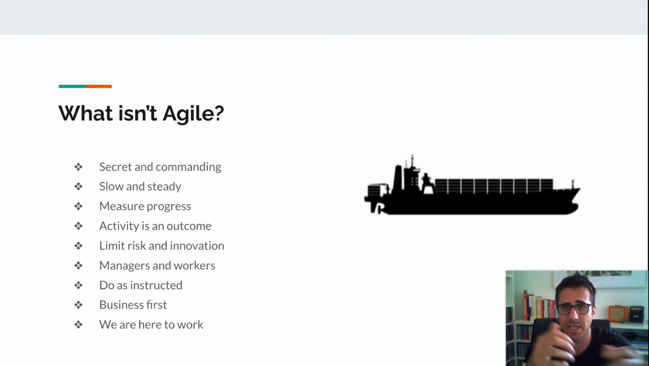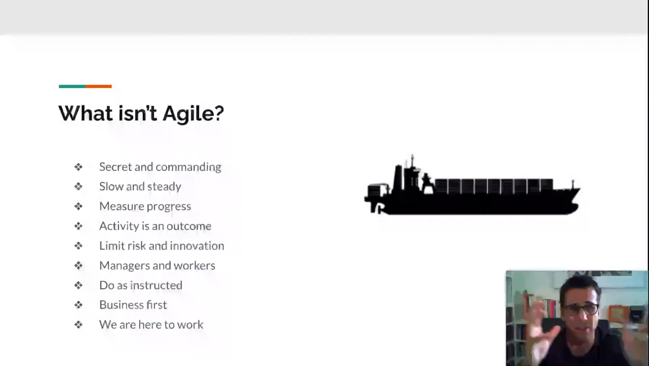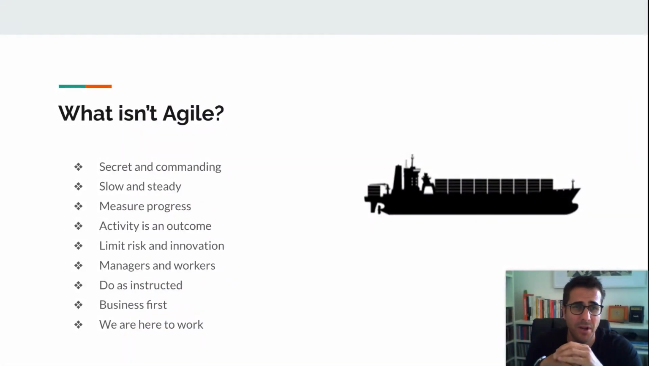We only deliver once right at the end. Activity is an outcome. We look to clean the deck, do this. It's not really the outcome itself. We don't want any risk, and innovation is limited. We talk about managers and workers rather than leaders and experts. Everyone just does their own structure. There's no real empowerment or enablement. We don't put the people first, we put the business first, and we just see it as we are here to work. Happiness is not important. So those are the two opposing.